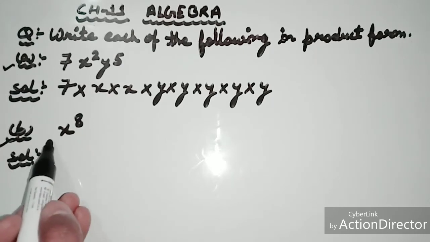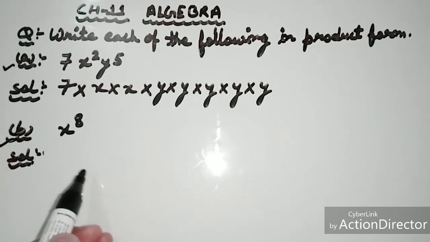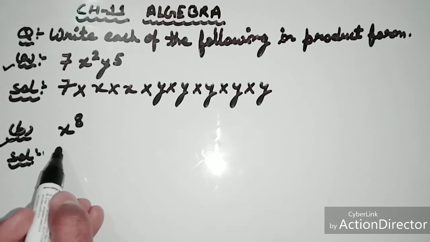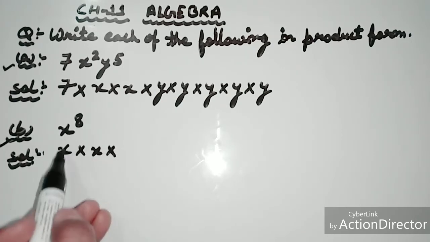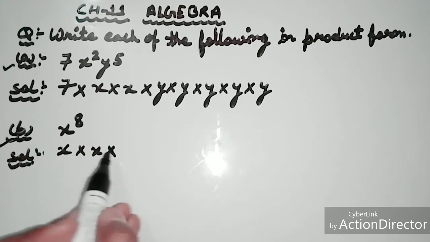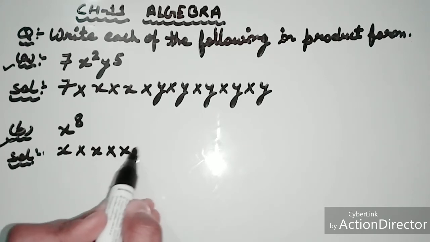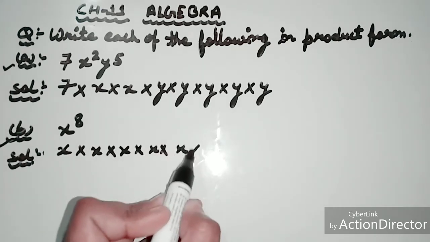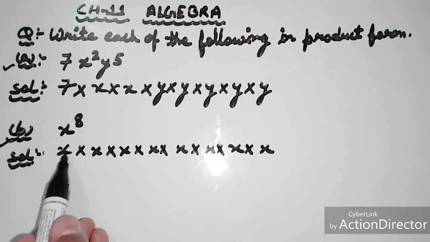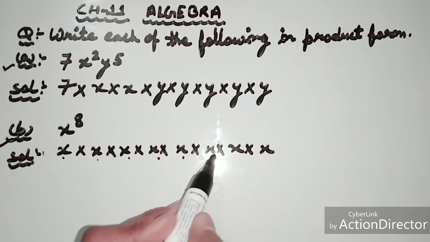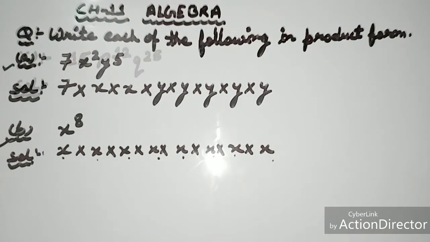Example number B, x to the power 8. So here we write x to the power 8 as x multiply by x, and we write x in 8 times, 1 2 3 4 5 6 7 8, 8 times.